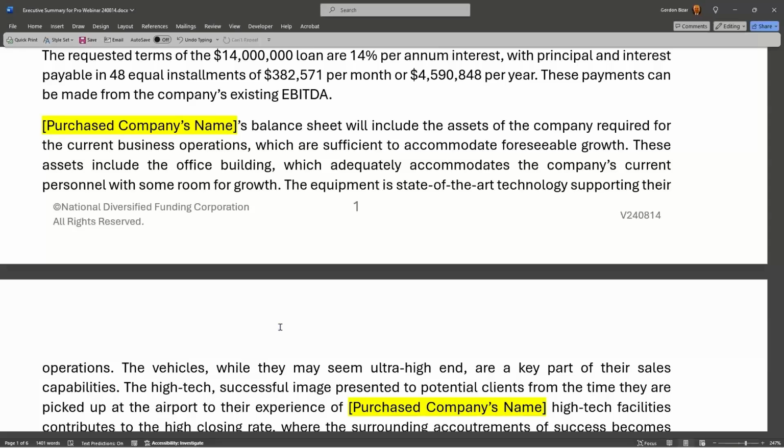These assets include the office building, which adequately accommodates the company's current personnel with some room for growth. The equipment is state of the art. You'd have to see their equipment for this place. It was mind boggling. You felt you went into a futuristic computer science company because they had the latest and greatest, which they could afford from their profitability, in order to make the time of their key personnel as super efficient as they possibly could, supporting their operations.